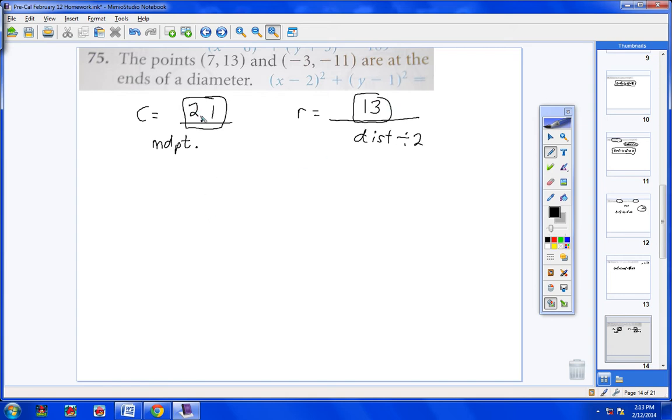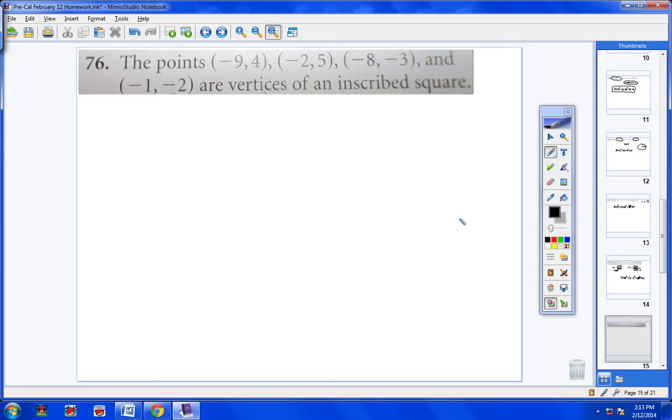You have a positive 2 for your x value, so you're going to write x minus 2. You're going to change the sign. We always put a plus sign here. Your y value is 1. I'm going to change the positive 1 to a negative 1. And then over here I'm going to write 13 squared. The radius is 13, and we always square the radius. And of course, on a test or a quiz, I want you to go ahead and simplify that and put 169. Okay, so not too bad. Let's move on now to number 76.